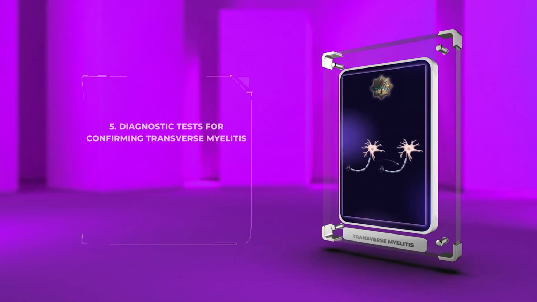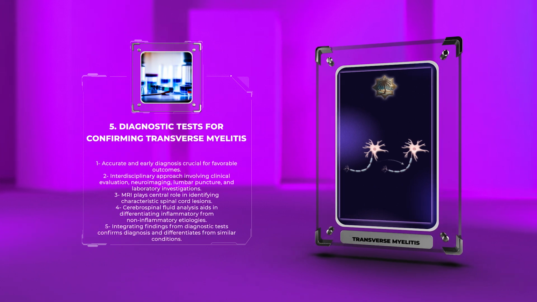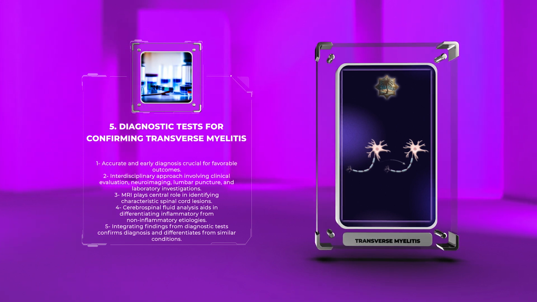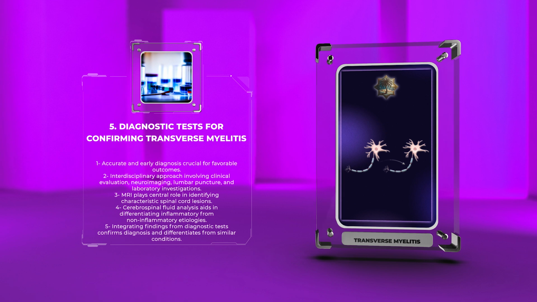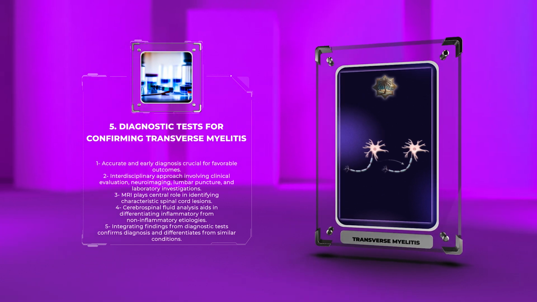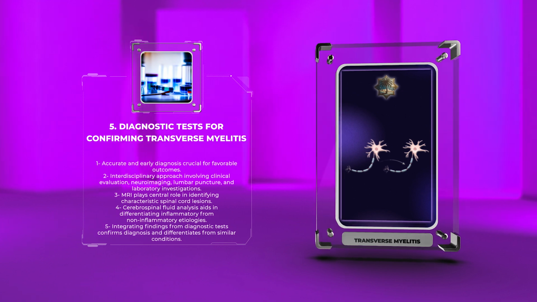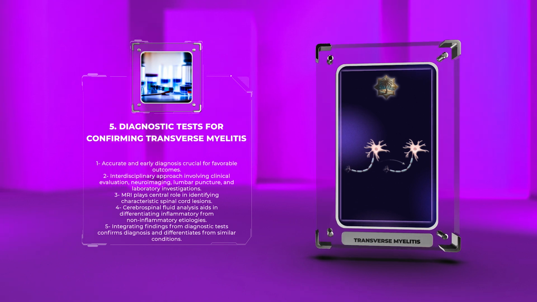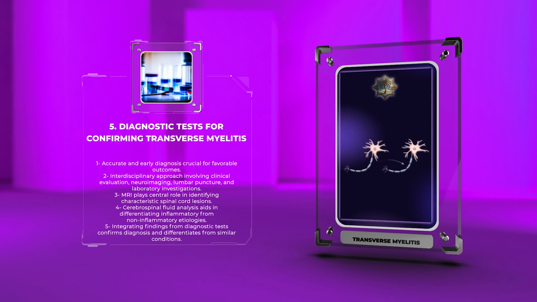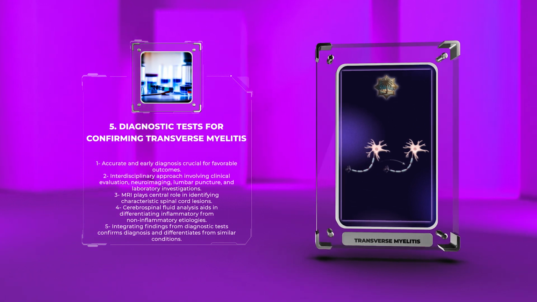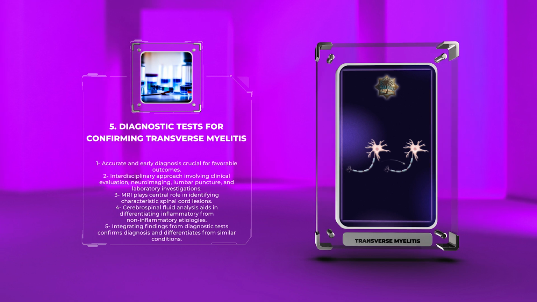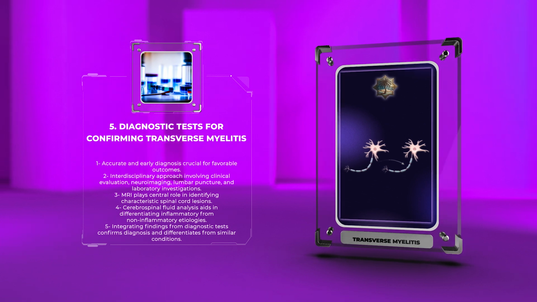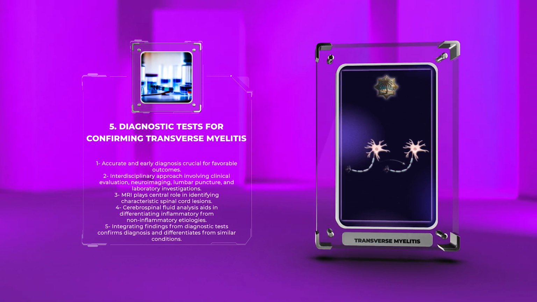Accurate and early diagnosis of transverse myelitis is crucial for favorable patient outcomes. An interdisciplinary approach is necessary, involving detailed clinical evaluation, neuroimaging techniques, lumbar puncture, and laboratory investigations. Magnetic resonance imaging, MRI, plays a central role in identifying characteristic spinal cord lesions, determining the extent of inflammation, and ruling out alternative causes. Cerebrospinal fluid analysis aids in differentiating inflammatory from non-inflammatory etiologies and helps exclude infectious or malignant processes. Additional laboratory tests may be conducted to identify underlying autoimmune conditions or infectious agents. Integrating the findings from diagnostic tests helps confirm the diagnosis of transverse myelitis and differentiate it from other similar conditions.